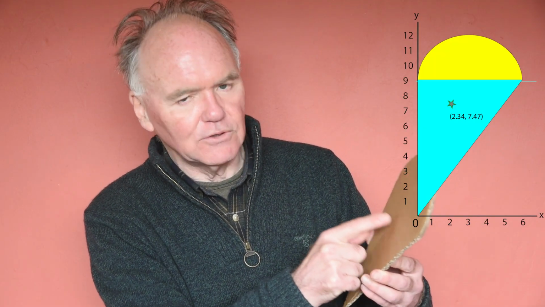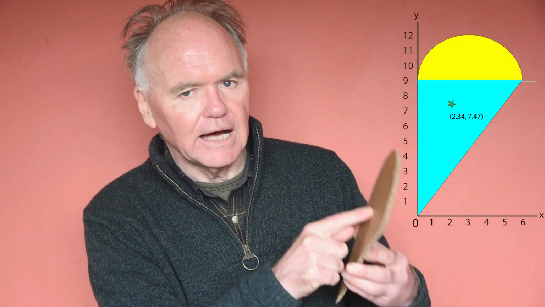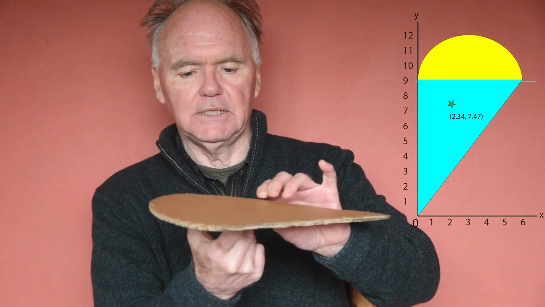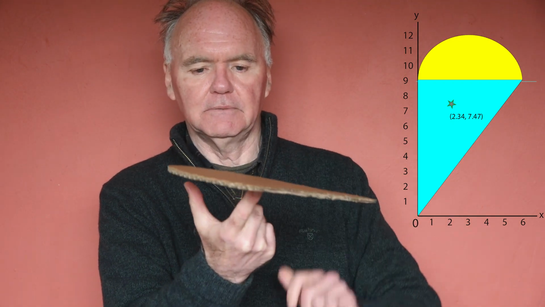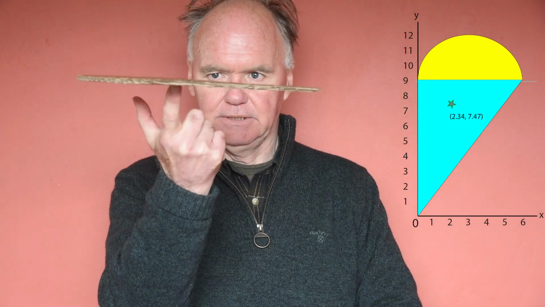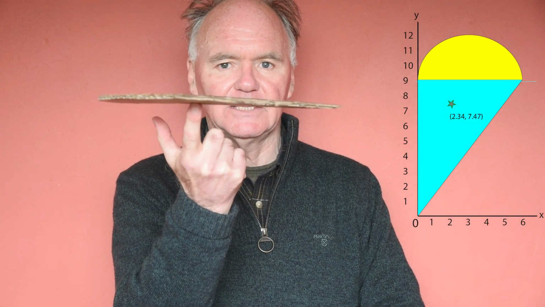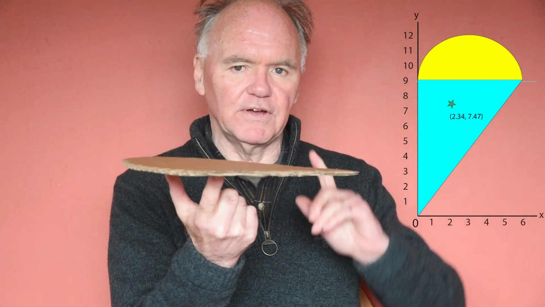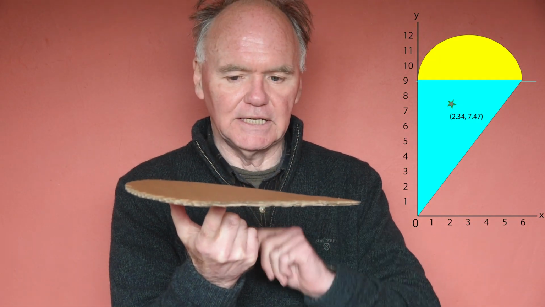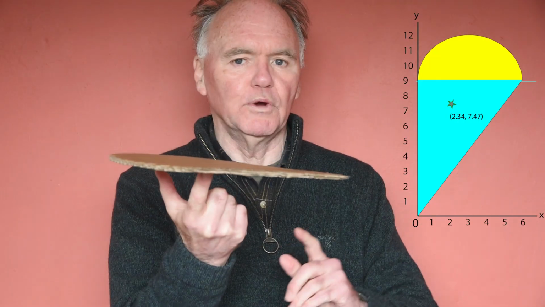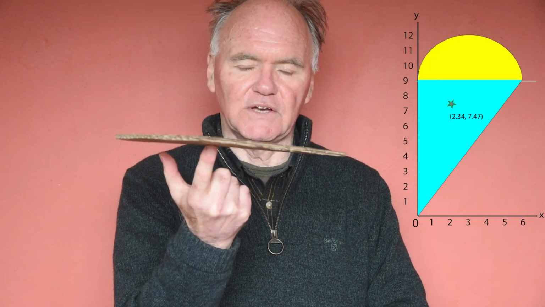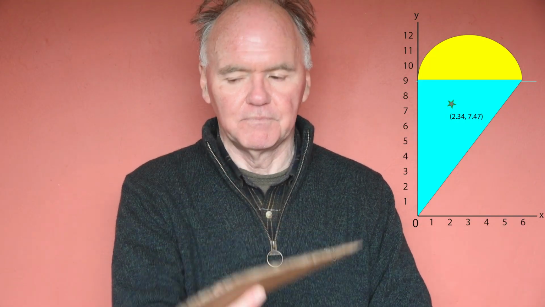So if I put this on my finger round about here, I should balance the shape. So we'll do that. You see, yeah, balanced. And that means my finger has located the center of mass, which for a perfect lamina of this shape and size will be 2.34, 7.47.